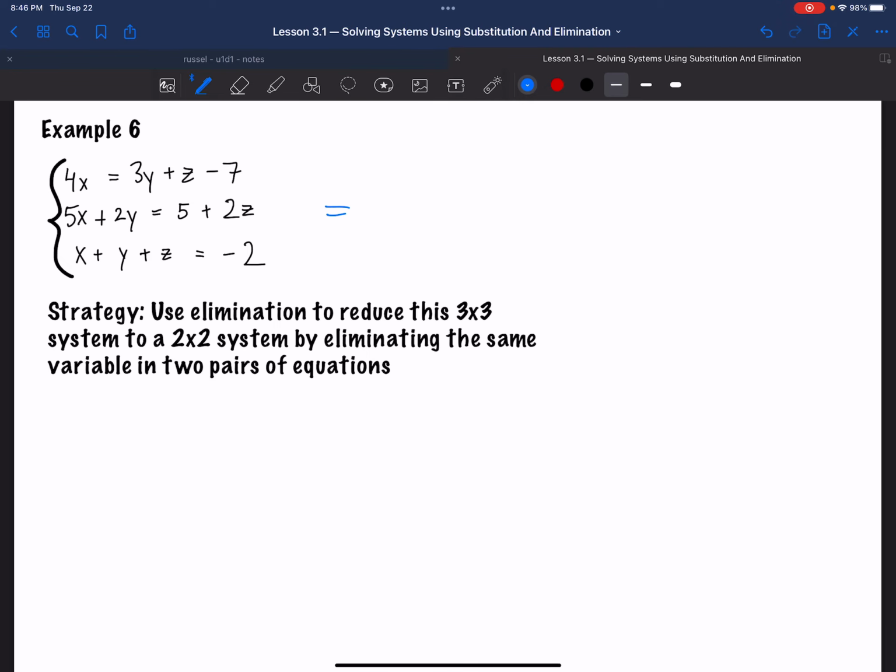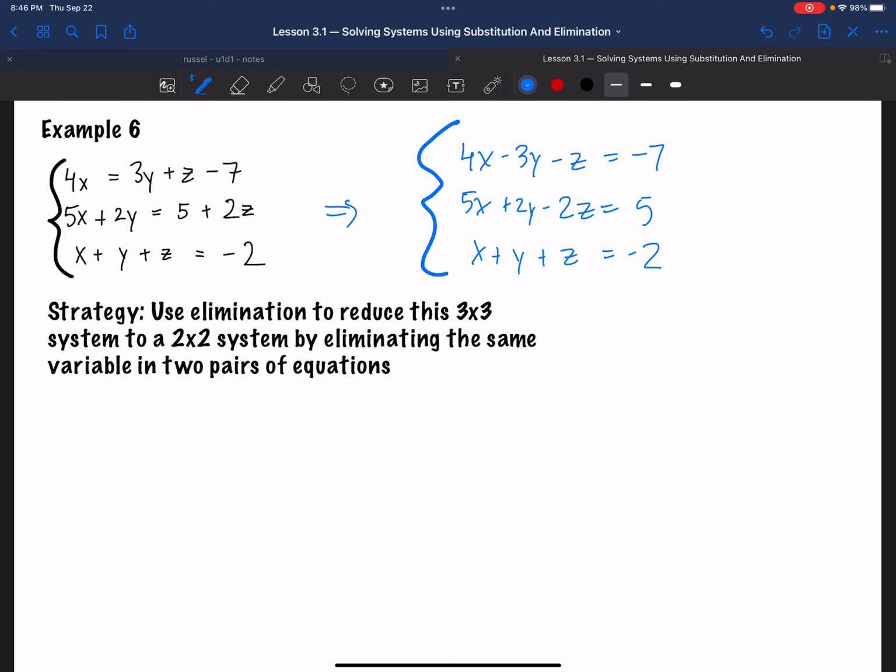First things first, let's align this. 4x minus 3y minus z equals negative 7. 5x plus 2y minus 2z equals 5. And x plus y plus z equals negative 2. If you don't know what I just did, pause the video and figure it out. I'm just aligning the variables.